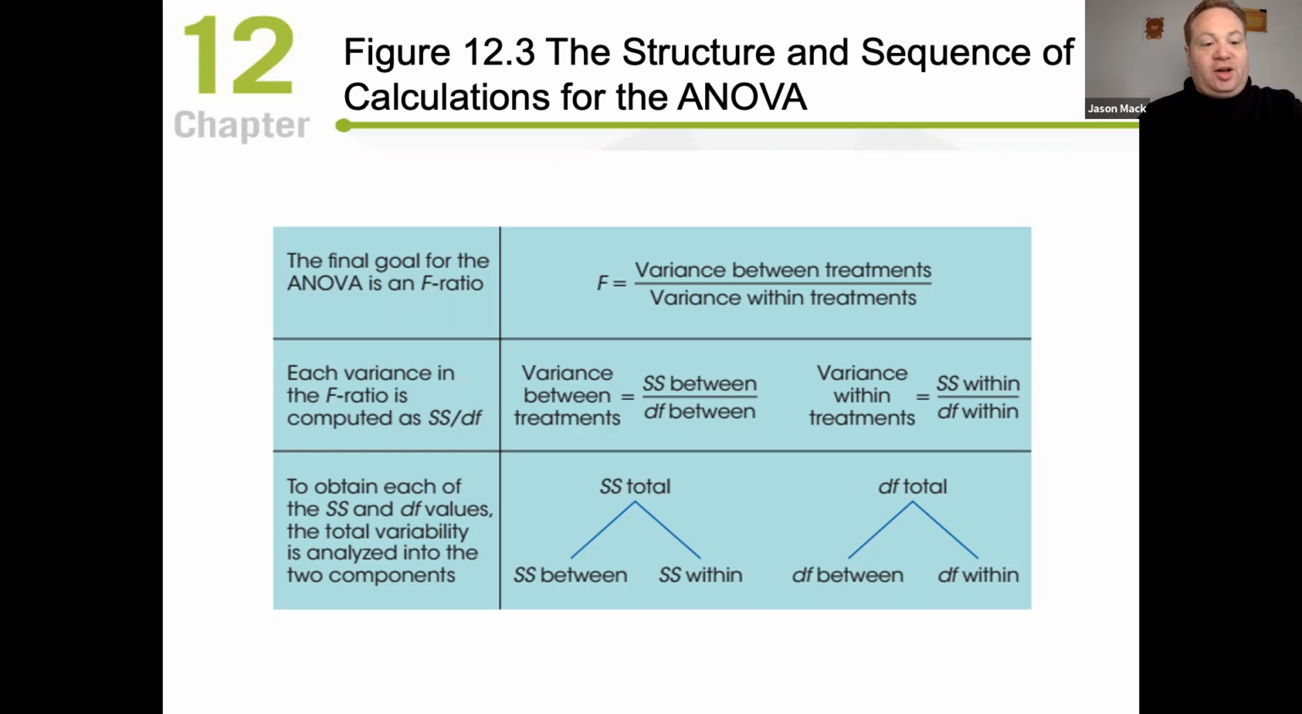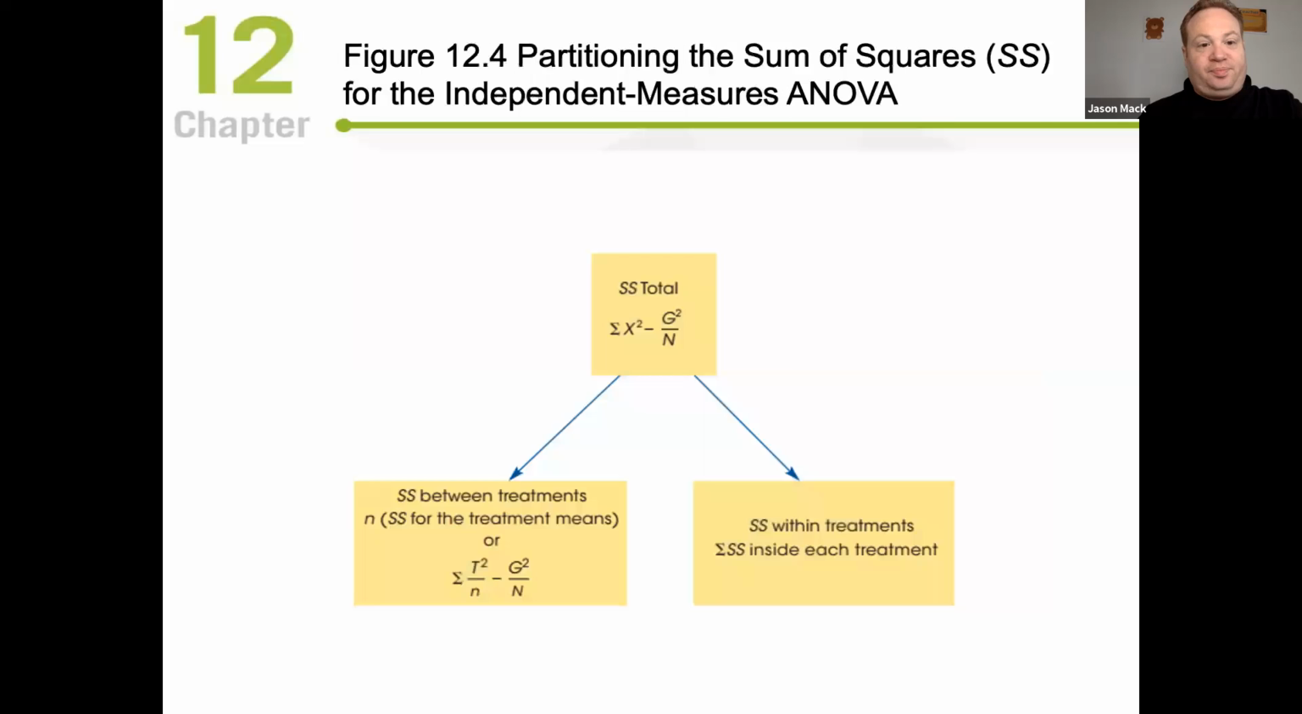To obtain each of the sum of the squares and degrees of freedom values, the total variability is analyzed into 2 components: the sum of the squares total, sum of the squares between, and sum of the squares within; degrees of freedom total, degrees of freedom between, and degrees of freedom within. Partitioning of the sum of the squares for the independent measures ANOVA: the sum of the squares total splits into the sum of the squares between treatments, based on the treatment means, and the sum of the squares within treatments, the sum of the squares inside each treatment.